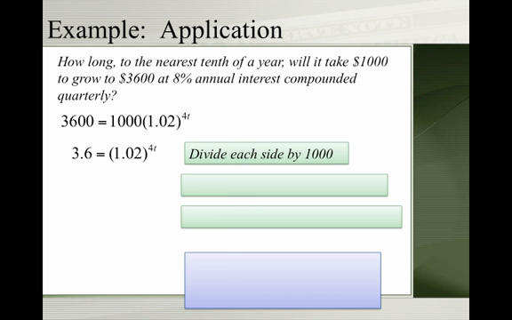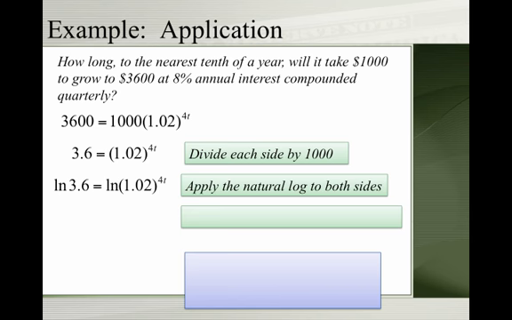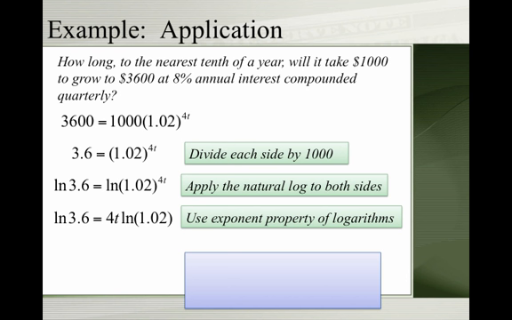Now, how are we going to get to that t? Well, let's ln both sides. Remember, by applying the natural log to both sides, that enables us to use the power property so we can bring that 4t down in front of the natural log. All right, so now we can go about solving for t, and we can divide both sides by 4 ln of 1.02.